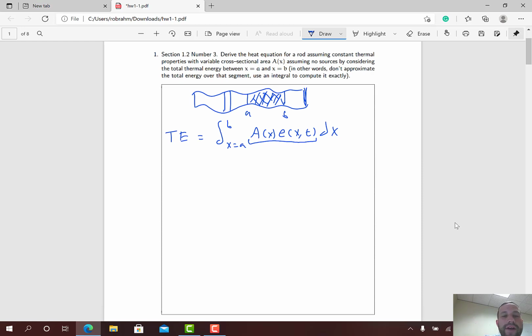And remember, phi of x,t equals energy flowing to the right per unit surface area, per unit time.